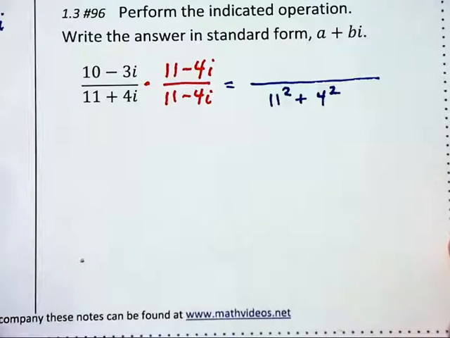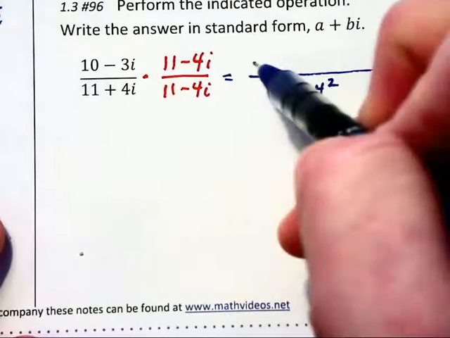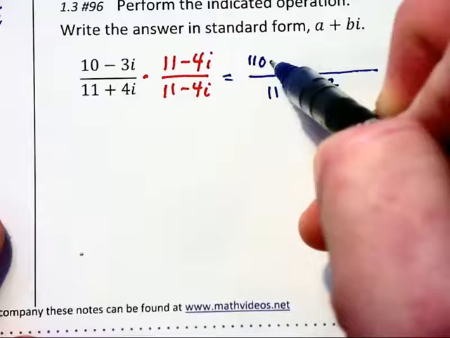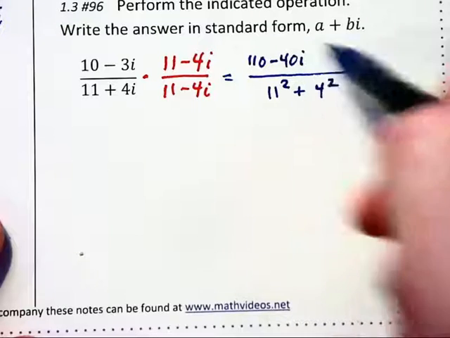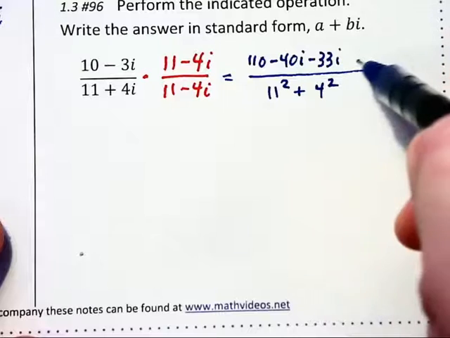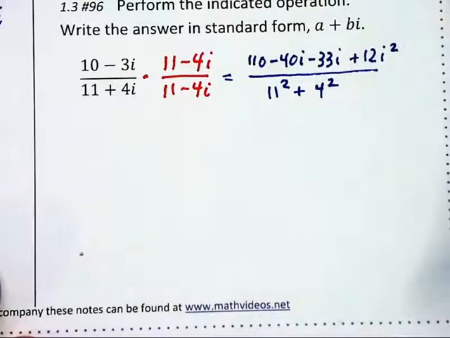Up above in the numerator, however, we've got to do a full distribution. The first term of FOIL is 110. The outer term will give us minus 40i. The inner term will be minus 33i. And the last term will be plus 12i squared.